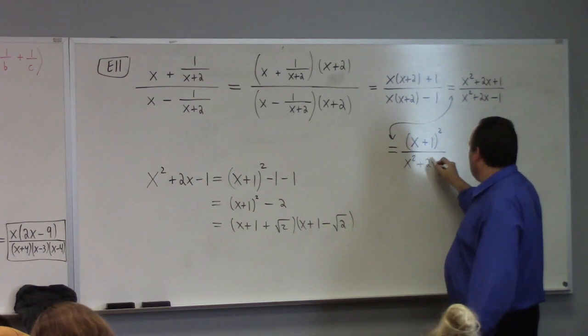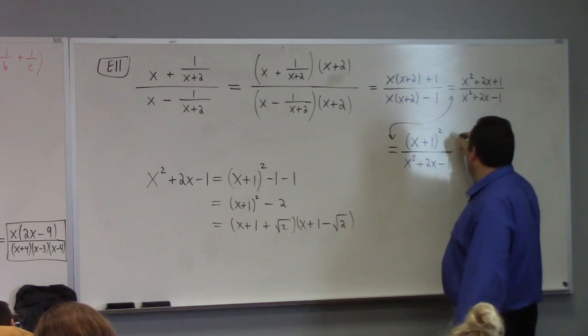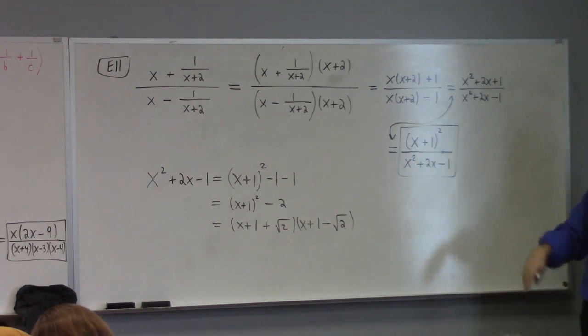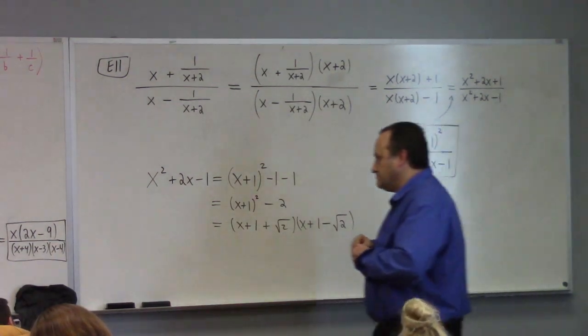Oh, there's no i here, because it was a minus. This one's not prime, but we just leave it like that. You could factor it like that if you wanted to, but we don't.